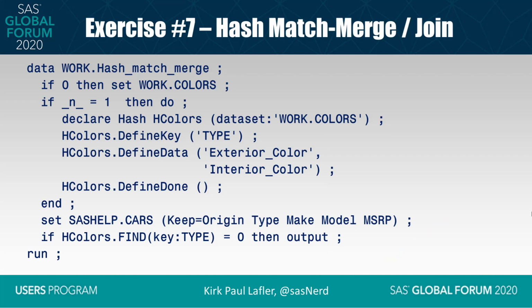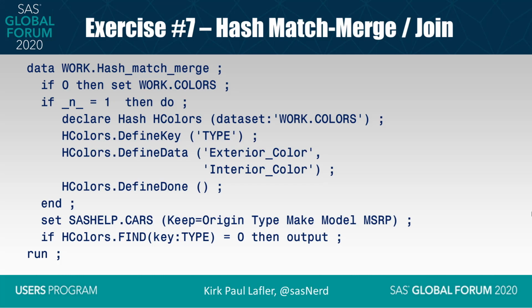So this program is going to create a match merge data set. We're going to store the results to work.hashMatchMerge, capture our metadata from the work.colors, and basically parlay that to the hash object itself that we're declaring and defining in memory called hcolors.